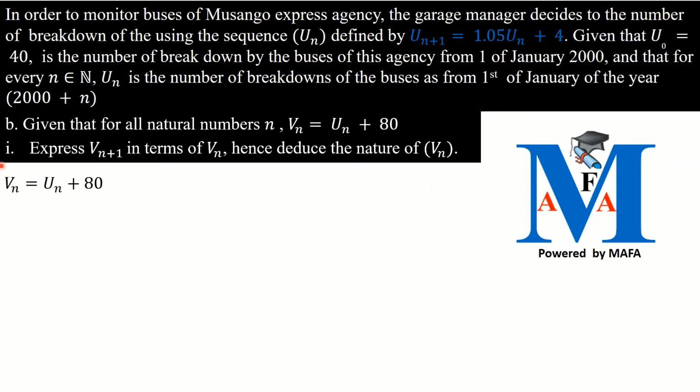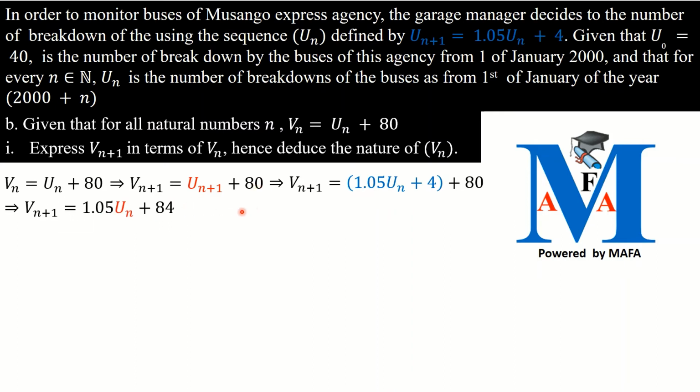All right, so our v of n is given by u of n plus 80. What is v of n plus 1? It is u of n plus 1 plus 80. But we have information about u of n plus 1. Our u of n plus 1 is 1.05 u of n plus 4, sorry, 1.05 u of n plus 4, then plus our 80. So with that, we can add 4 to 80, we get 84, and then we add it to 1.05 times u of n. But the objective is to find v of n plus 1 in terms of v of n.